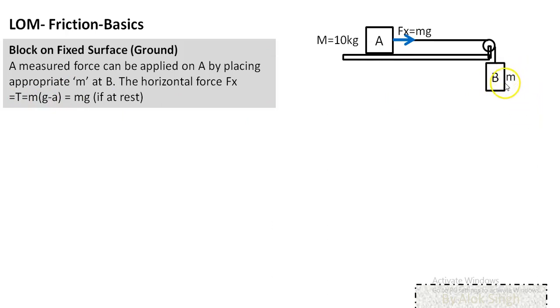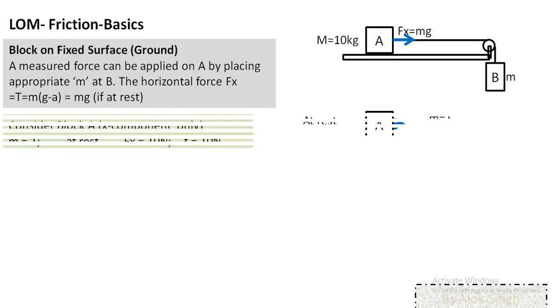If block B is at rest, or if A and B both are at rest, the tension will be equal to mg. So basically, as long as there is no slipping or no motion, Fx will be equal to mg, and if there is a downward acceleration for B, it will be M into G minus A. So we will know the magnitude of force Fx, the driving force.